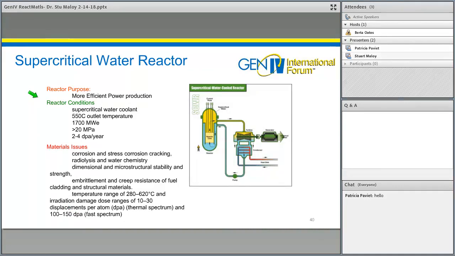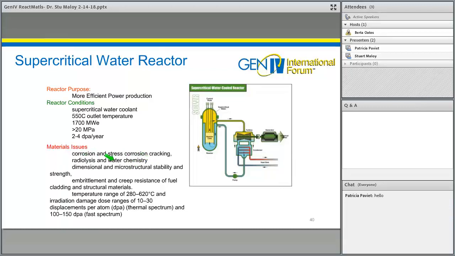The supercritical water reactor is also generally looked at as a thermal reactor, though there is a fast spectrum concept as well. This is also proposed for more efficient power production. In this case, you're using supercritical water coolant, and so the outlet temperature is fairly high at 550 degrees C. Pressure can be greater than 20 MPa to make it supercritical water. And the doses, since it's a thermal reactor concept, are 2 to 4 dpa per year. Because of the higher temperature and the higher pressure, there are issues related to corrosion and stress corrosion cracking.